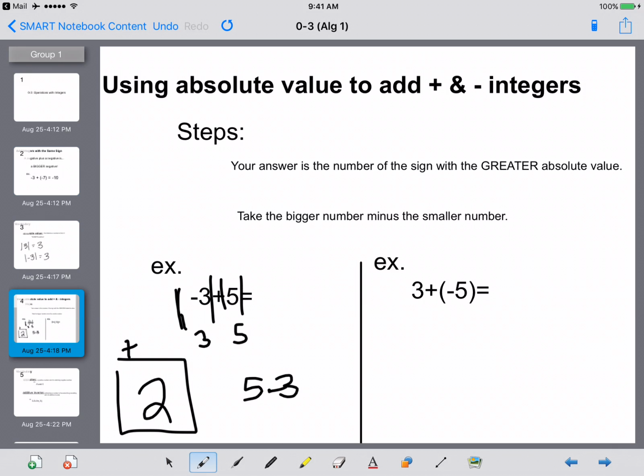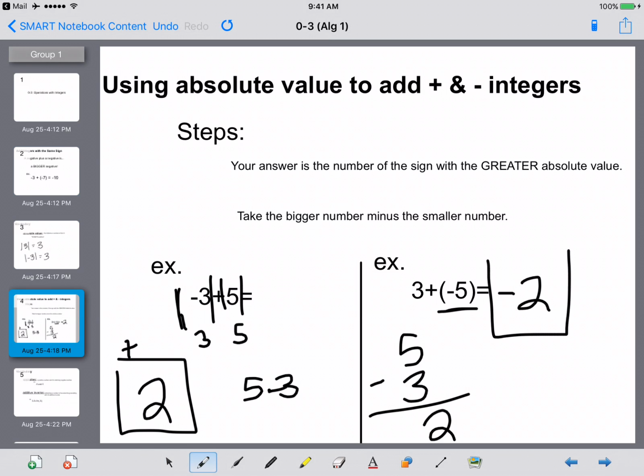Over here, we have 3 and negative 5. The absolute value of negative 5 is greater, so our answer is going to be negative. Then we take the bigger one, 5, minus the smaller one, 3, to get 2. And since we said our answer had to be negative, our answer here is negative 2. I hope we're jogging some memories here.